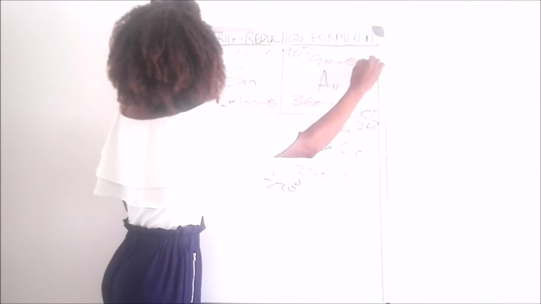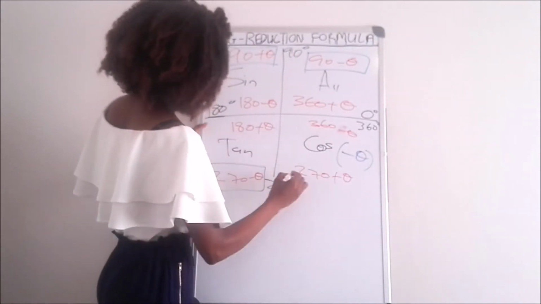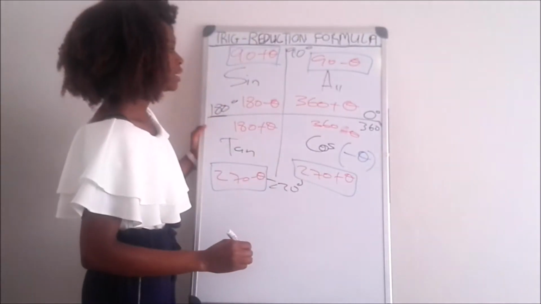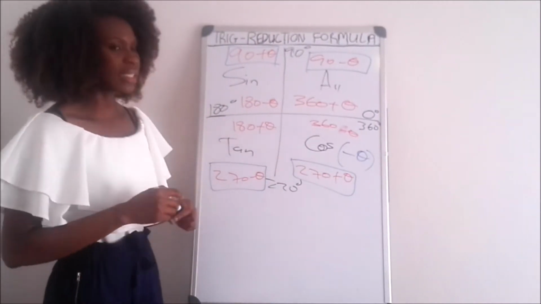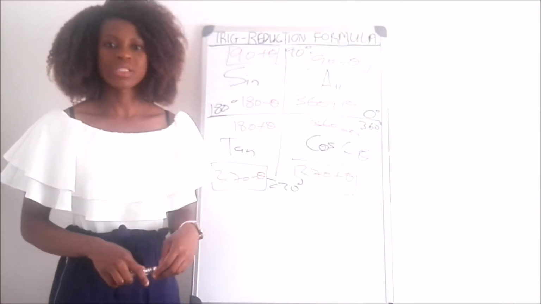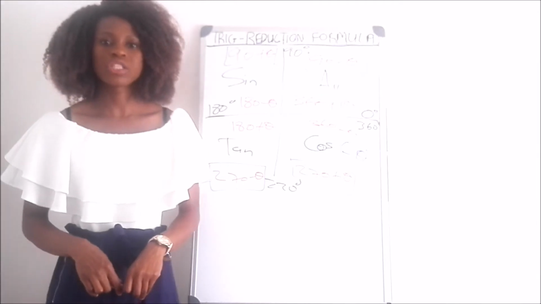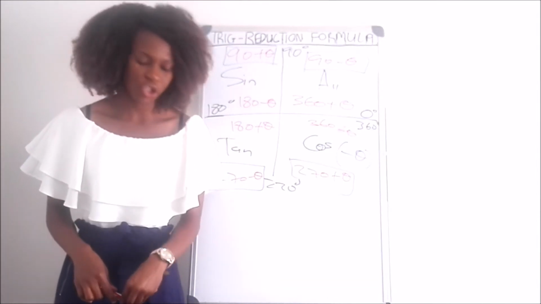Then you must also take into consideration the 90 plus or minus theta and the 270 plus or minus theta, which are the cofunctions of sine and cos. That means that if it's sine of 90 minus theta, the answer will equal cos, because sine changes into cos and cos changes into sine. But tan does not change with the cofunctions.